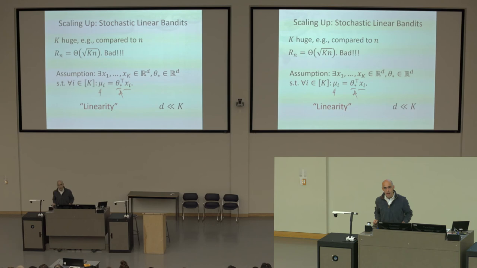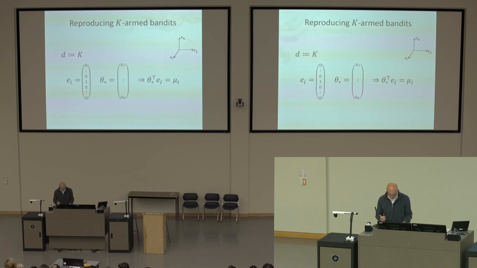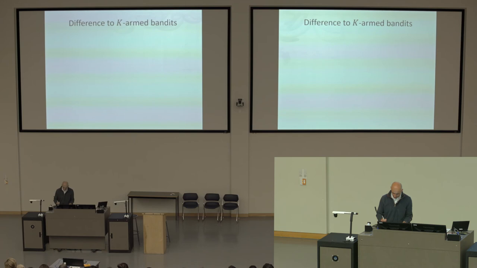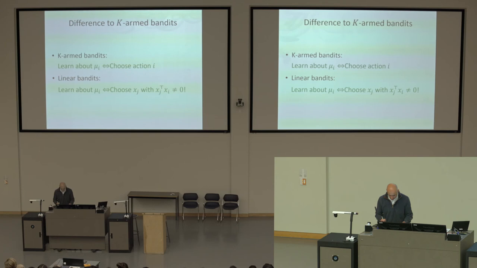Usually, to make this work, you would assume that the number of features, the dimensionality of the space where this feature vector lives, is smaller than the number of arms. If this is the case, then you can reproduce K-armed bandits by choosing unit vectors, fine. But there is a big difference: in K-armed bandits, the only way to learn about an arm is by trying that arm. In linear bandits, if there are correlations between the arms, then they give information about each other. You can also model contextual bandits, but I'm going to skip over that.